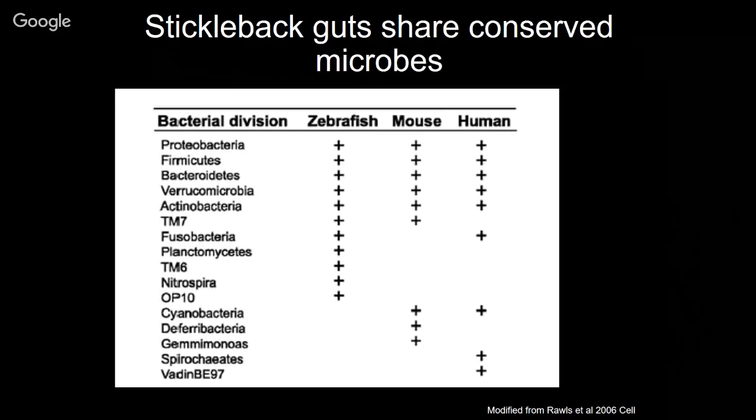First thing that we wanted to do was to look at which microbes are actually in the gut. So this is a figure from Rawls et al. in 2006, in which they compared the microbes that are present in zebrafish to those found in mouse to those found in humans.